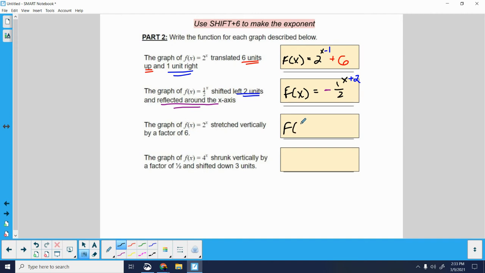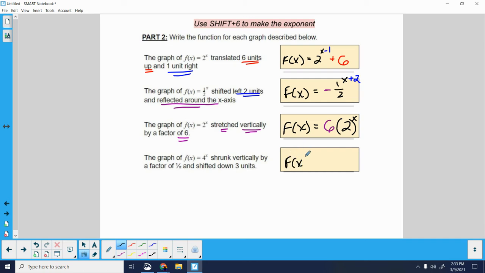For this one, the only transformation is that it was stretched vertically. So stretching vertically by 6 means that we need a 6 in the front of our function to stretch it. So 6 is the a value.